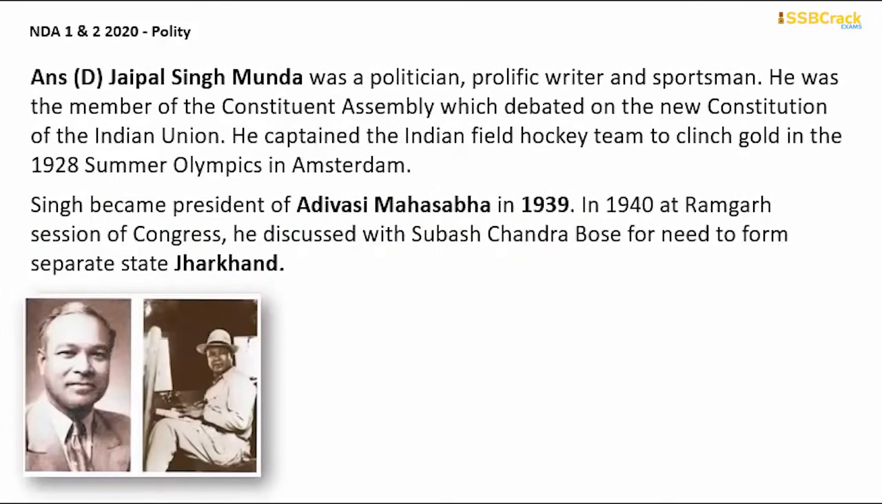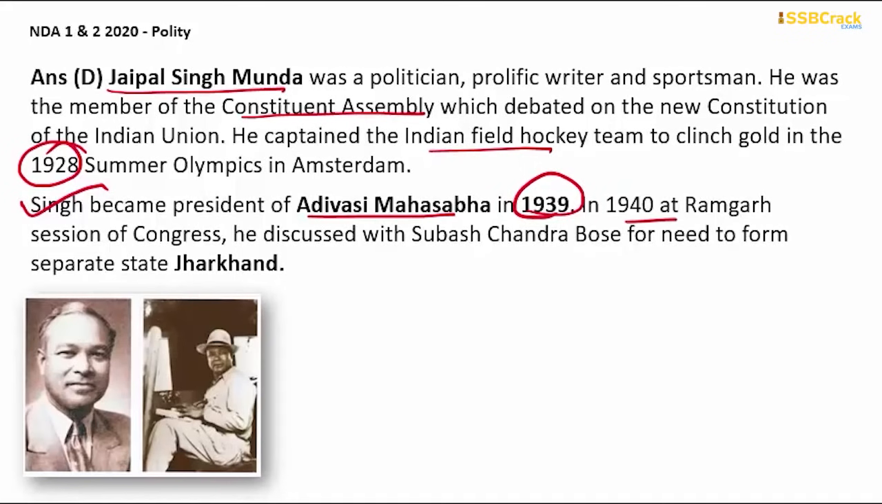Talking about Jaipal Singh Munda ji, he was a politician, writer, and sportsman. He was a member of Constituent Assembly, and also captained the Indian field hockey team in 1928. He became the president of Adivasi Mahasabha in 1939, and in 1940, in the Ramgarh session, he discussed the need to form a separate state for Jharkhand.